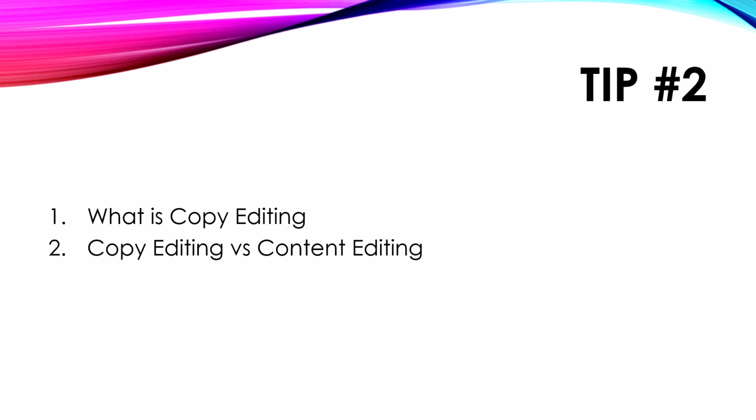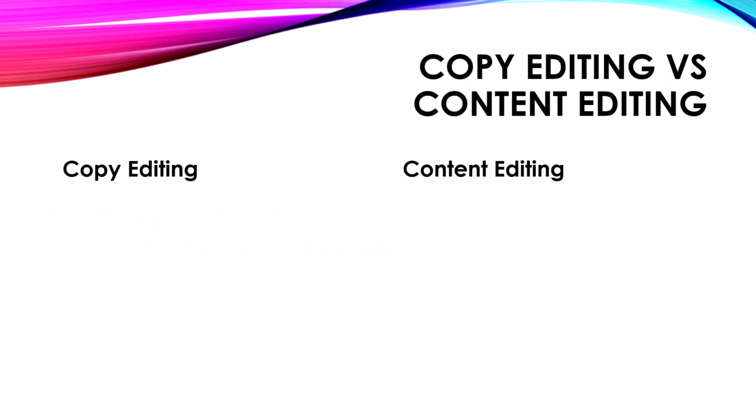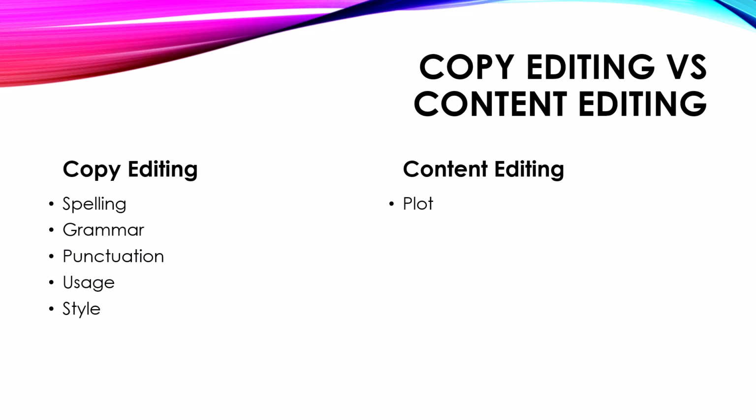Now let's take a look at copy editing versus content editing, which is another form of editing you may have heard about. Well, first, copy editing, as we already said, has to do with spelling, grammar, punctuation, usage, and style errors in your writing. Whereas content editing has to do with your plot, your character development, your scene locations, and the pacing of your story, and other things having to do with how you constructed your story.